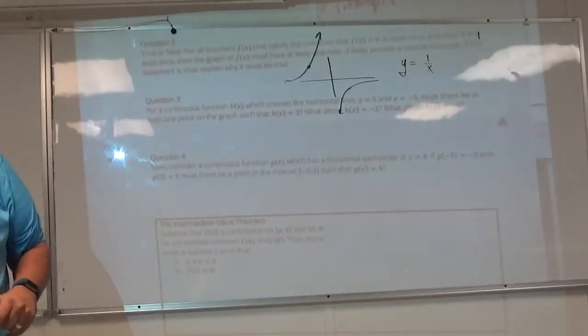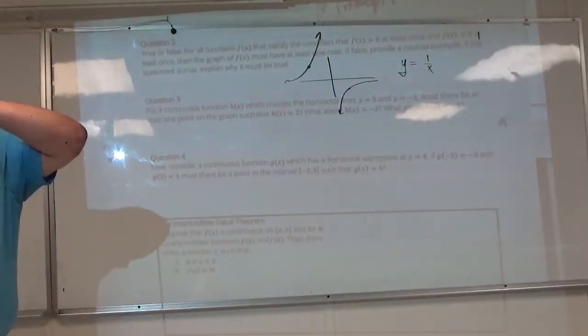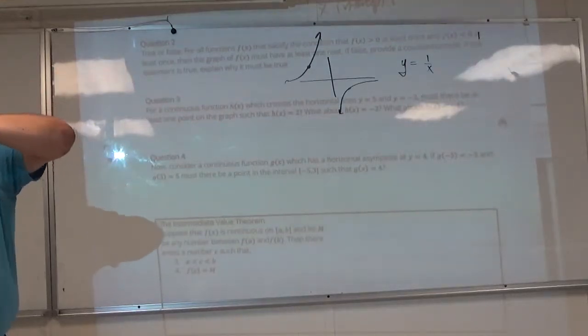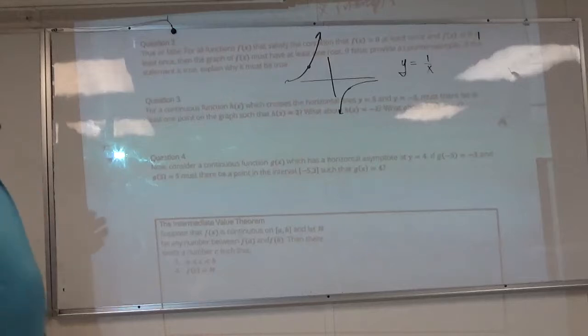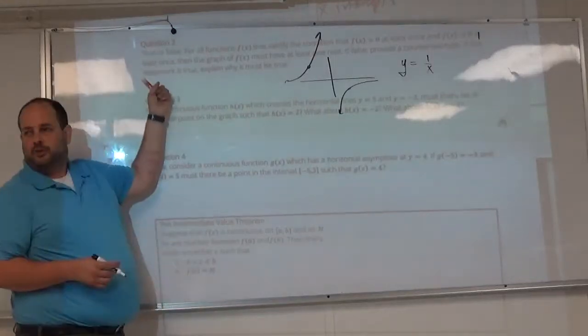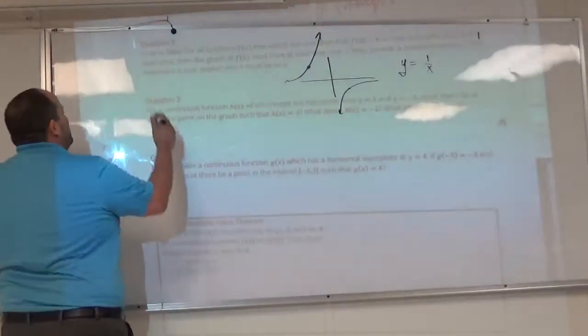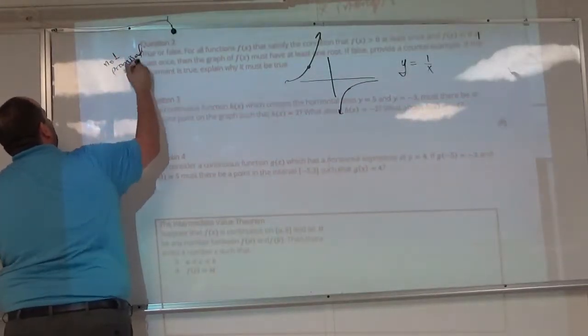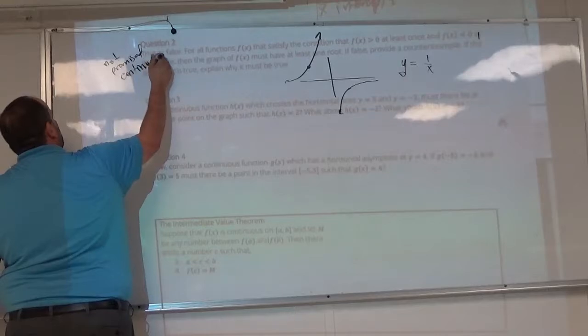There's another parent function I was hoping somebody was going to think about. Naomi. Absolute value of x over x. The absolute value of x over x does the same thing. Negative y values, positive y values, no roots. The difference between question 1 and question number 2, right? You're not promised continuity, let's just make a note.